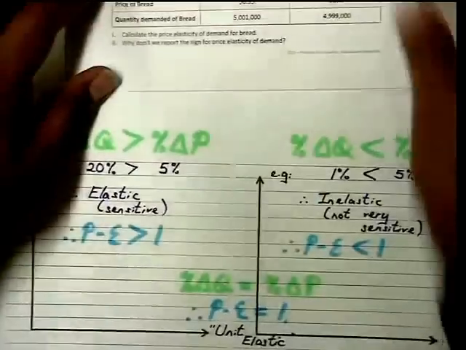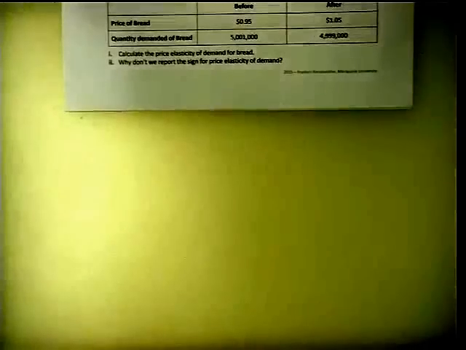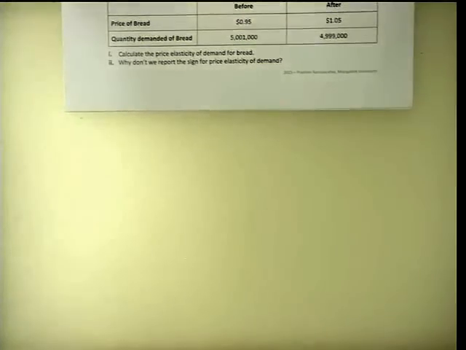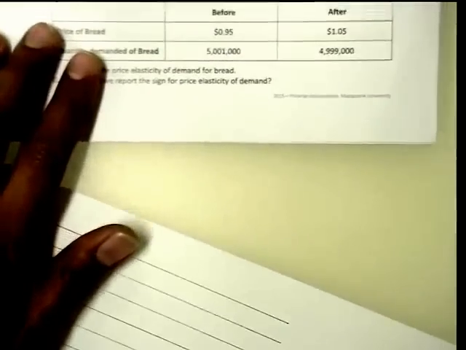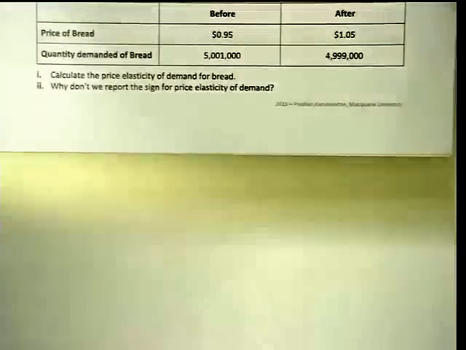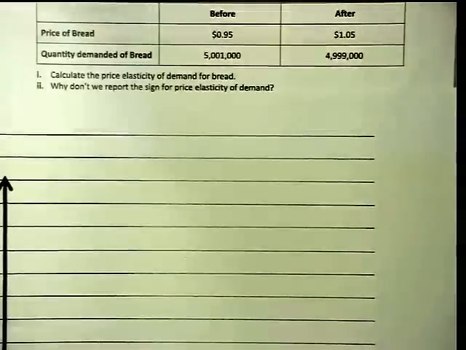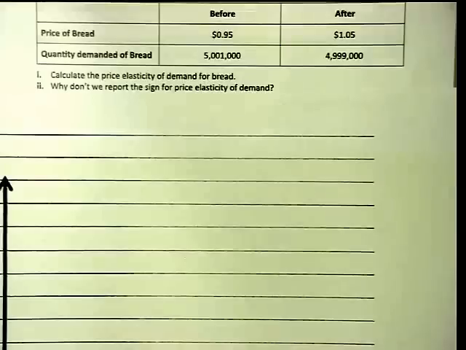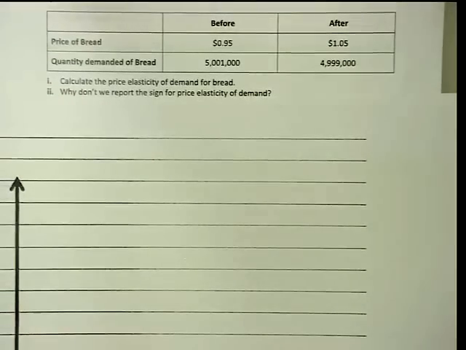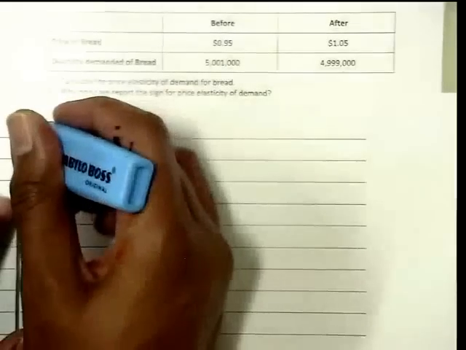Okay, you've seen this example in a cheat sheet that we didn't actually do live in class, so let's use that. This is when you were giving your assignment submissions and we didn't actually do the solution in class. Okay, so the price of bread has gone from 95 cents to $1.05. The quantity demanded of bread has decreased from 5.001 million to 4.999 million. Let's calculate price elasticity.